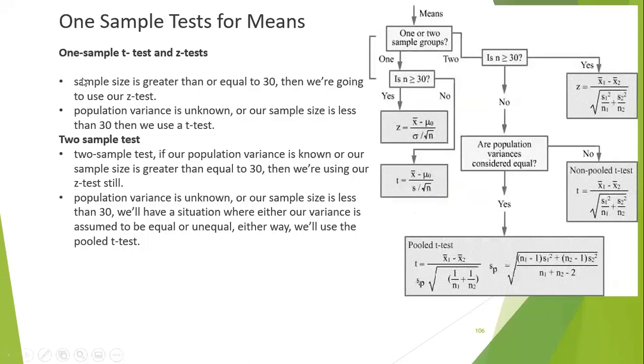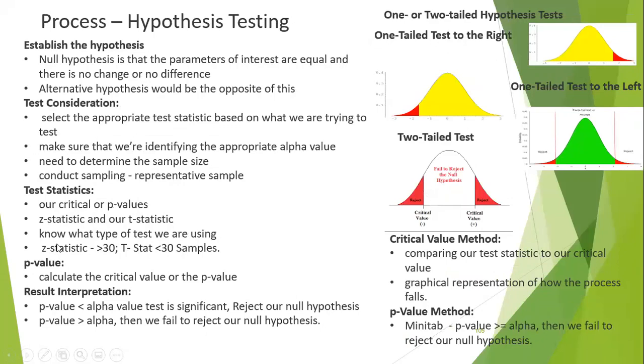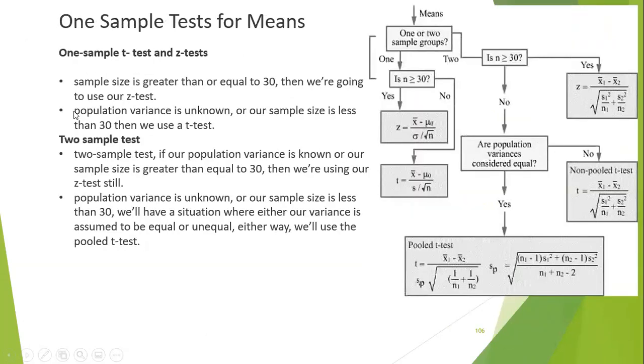Okay, here, one sample test for means. As I discussed here, we are discussing about z and the t. That's what we are trying to explain here. See, one sample t test and the z test. If the sample size is greater than 30, we'll go for the z test. If the population variation is unknown and our sample size is less than 30, we'll go for a t test.